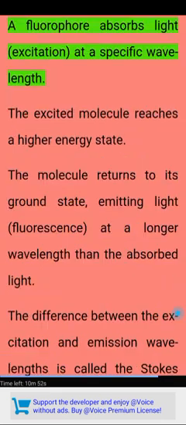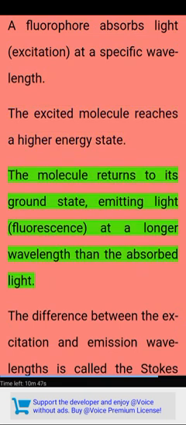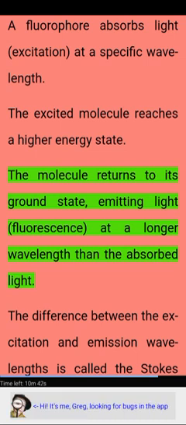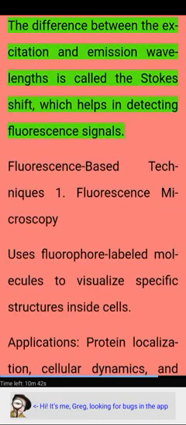Principle of fluorescence. A fluorophore absorbs light (excitation) at a specific wavelength. The excited molecule reaches a higher energy state. The molecule returns to its ground state, emitting light (fluorescence) at a longer wavelength than the absorbed light. The difference between the excitation and emission wavelengths is called the Stokes shift, which helps in detecting fluorescence signals.